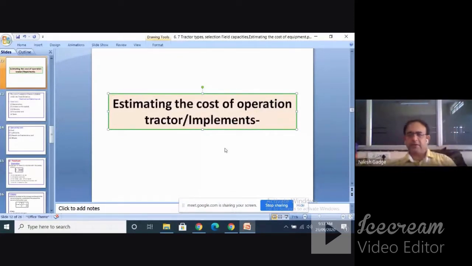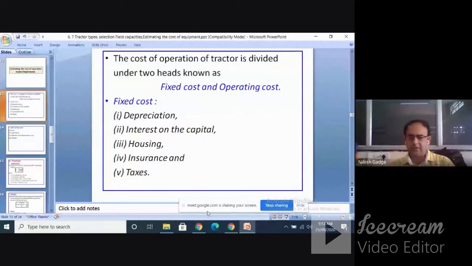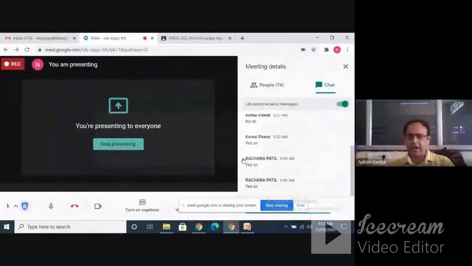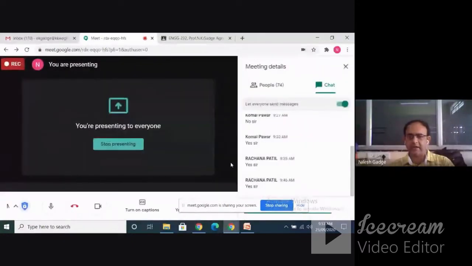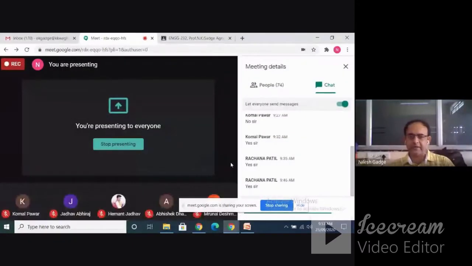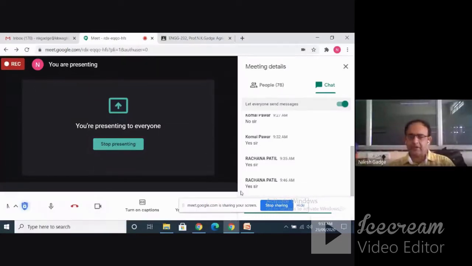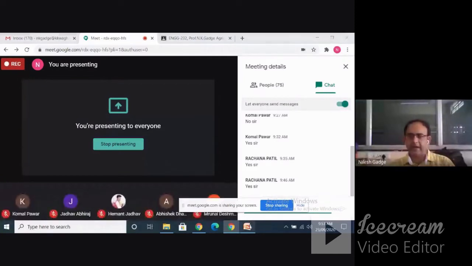Estimating the cost of it actually comes under economics, but there are some terms, and you have to write these terms and the formula. So all of you should have the notebook and pen, so that you can write these terms and the formulas which are required to solve the different problems.